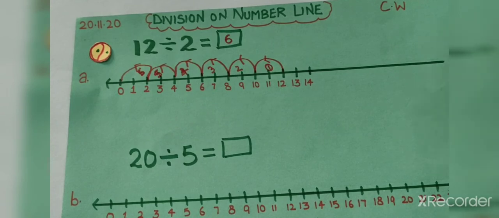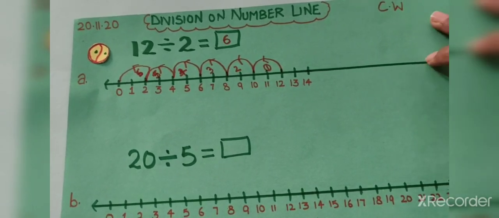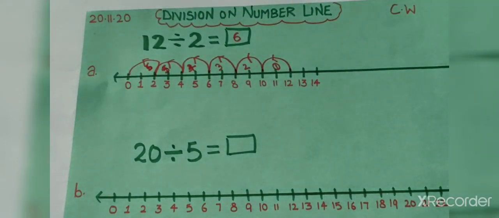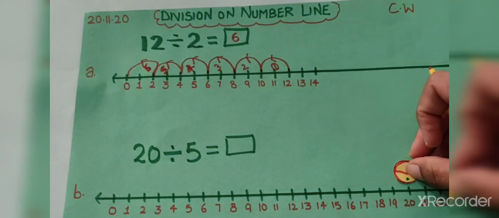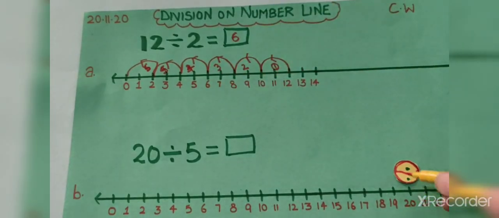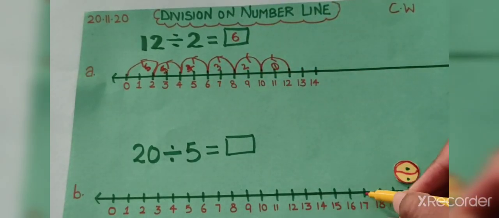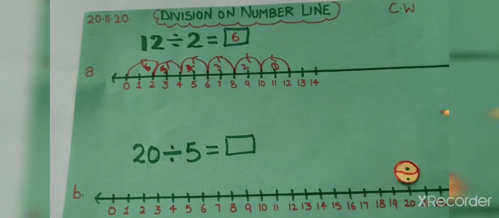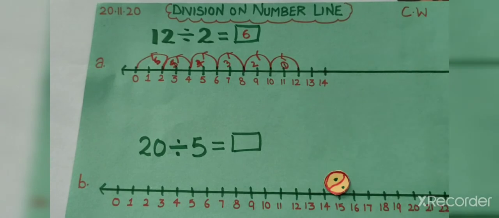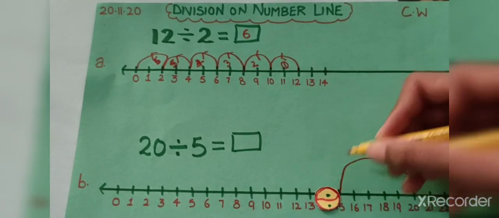Let's have one more example. In this we have to divide 20 by 5. So we will start from 20 and we will take the jump of 5. So take 5 steps back. 1, 2, 3, 4 and 5. Now the ball will bounce at 15. Means it will go 20 to 15.